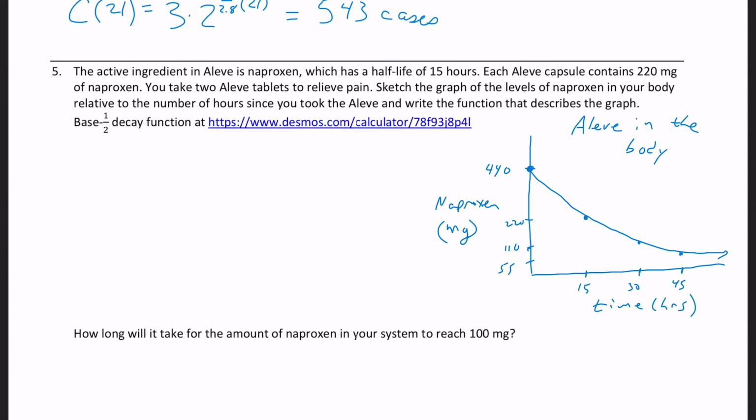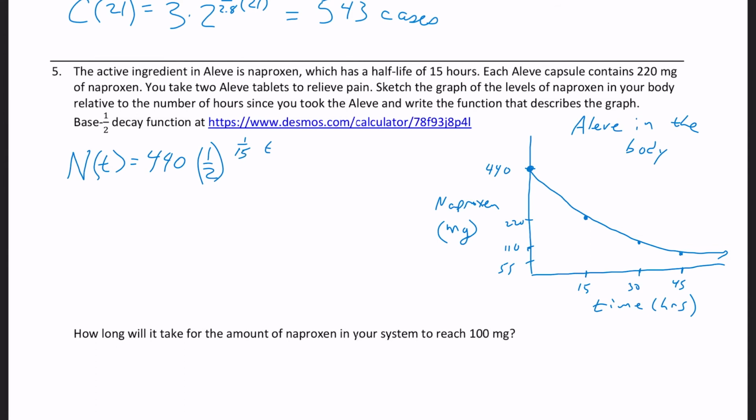Let's use N for naproxen, and it's a function of time, so let's use t. It's a base 1/2 exponential function. It has a vertical stretch factor. Normally the y-intercept is at 1. Our y-intercept is 440 times larger than normal. So we'll have a 440 vertical stretch factor, and our function is 15 times wider than normal. So we use inside inverse, the fraction 1 over 15.